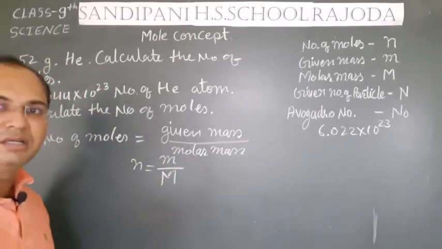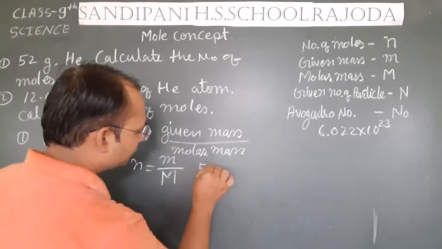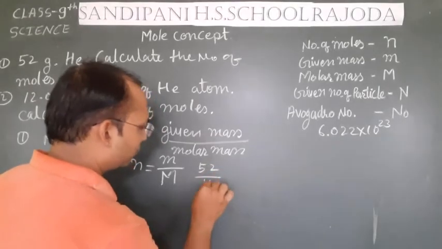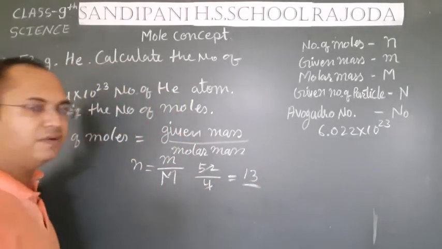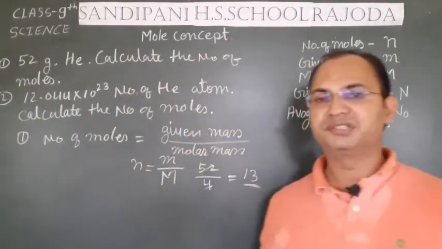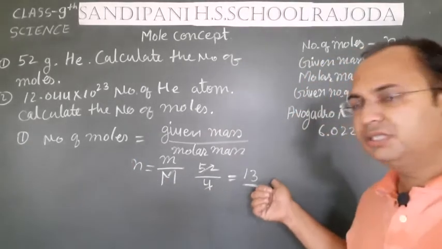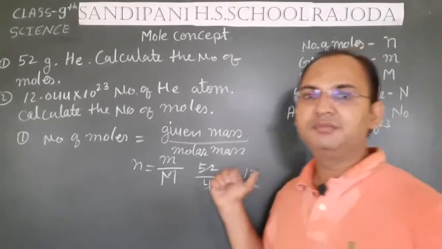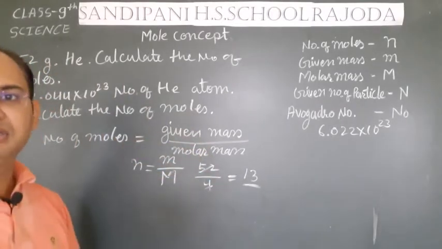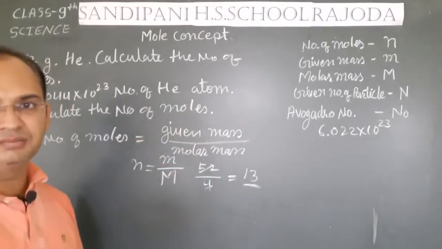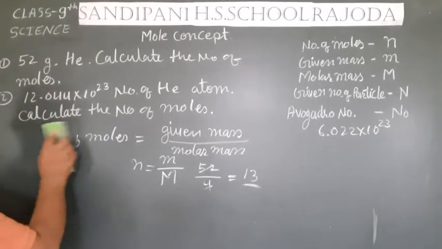Here if you put the value, given mass is 52 gram and molar mass is 4, it will be 13. And 13 what, students? 13 moles, because we are calculating the moles, so we have to write its unit mole. 13 mole of helium will be there in 52 gram of helium.